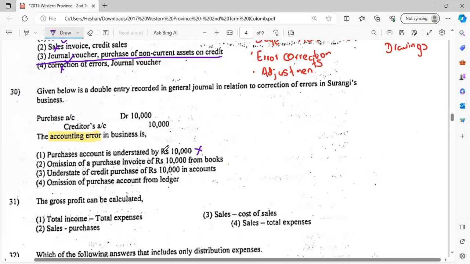Omission of a purchase invoice of 10,000 from the books. When we omit a source document, we should identify the double entry again. For a purchase invoice, we record it in the purchase journal, and at the end of the month we get the total, debit the purchase account and credit the relevant creditors account. This should be the answer.